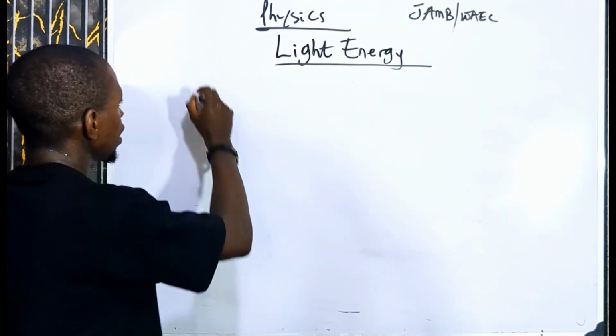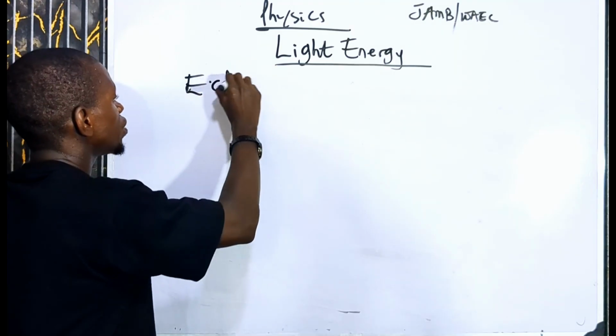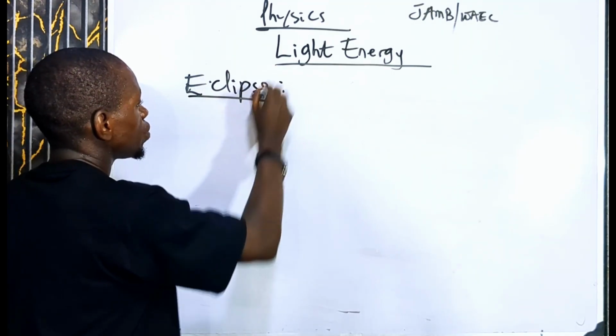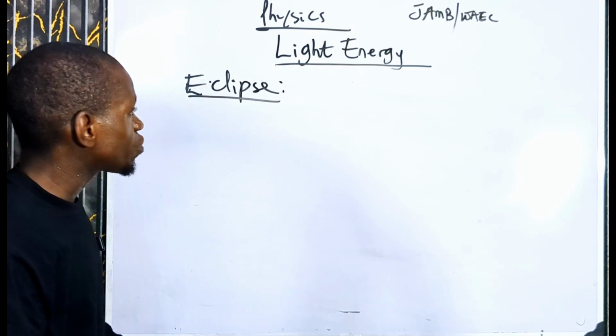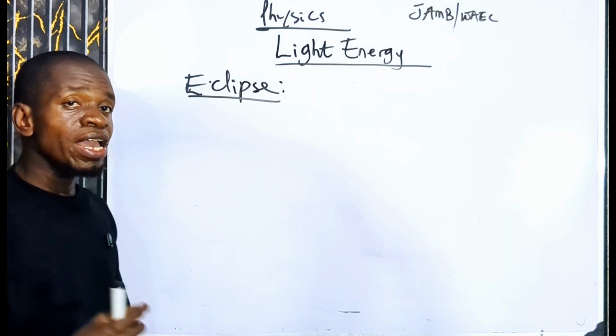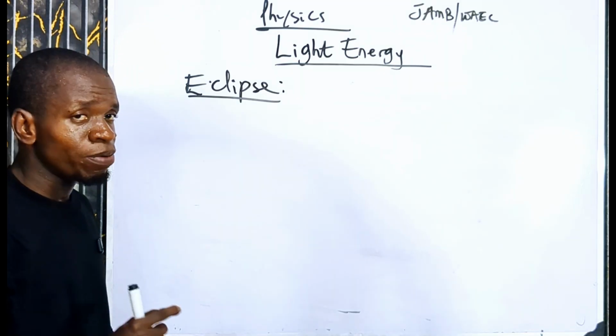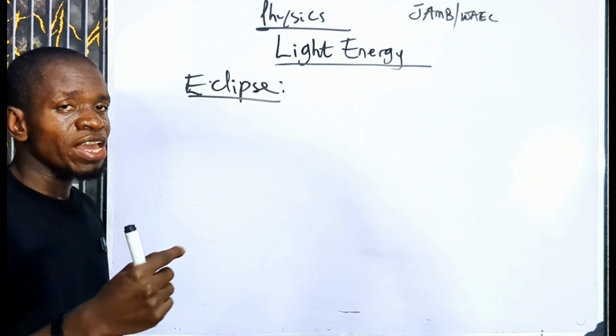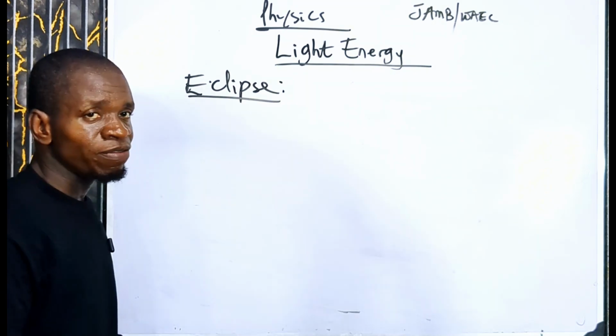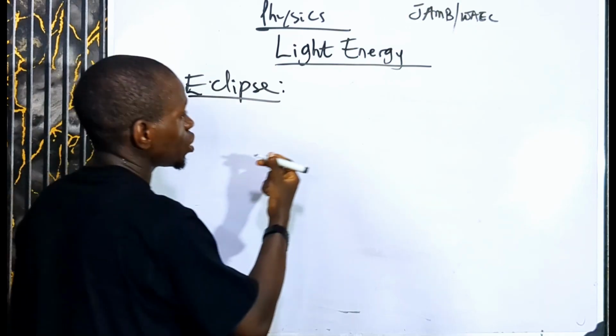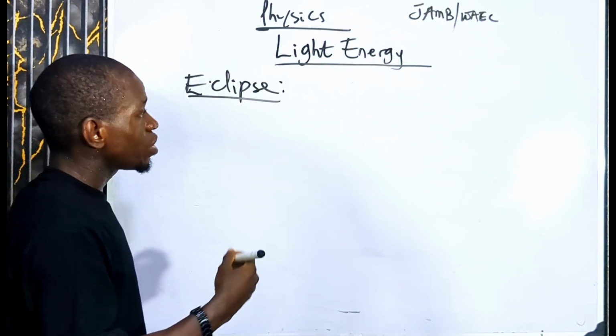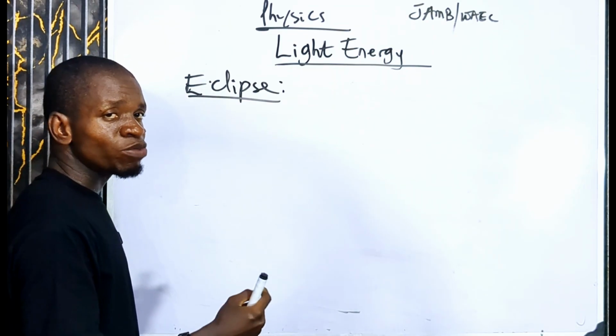For the eclipse, what do we have under the eclipse now? When you talk about eclipse, we are talking about whenever a heavenly body casts a shadow on another heavenly body, an eclipse is formed. So eclipses are those shadows, a kind of shadow that is formed on a body.